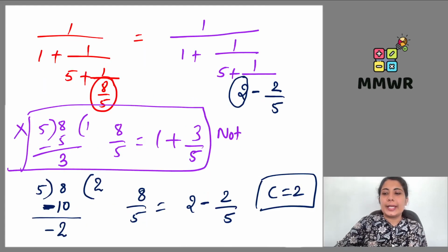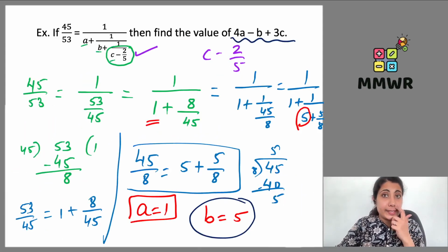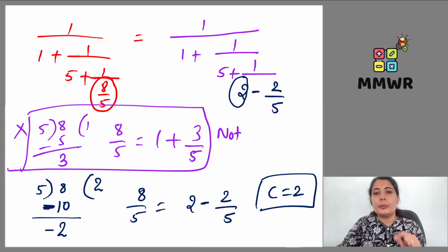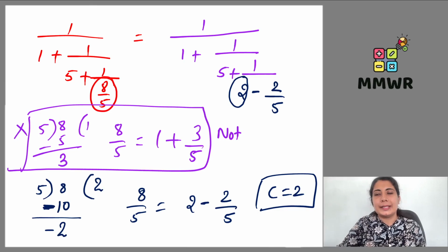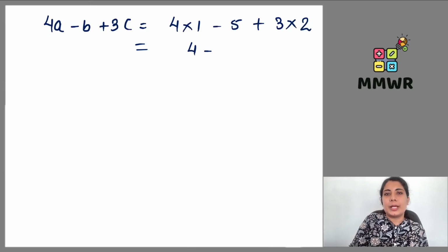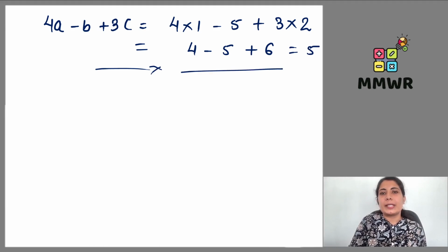Okay, so 4a minus b plus 3c, right? 4a minus b plus 3c. Value for a is 1, value for b is 5. So 4 multiplied by 1 minus b value is 5 and c value is 2. Right? Yes. So 4 ones are 4 minus 5 plus 3 twos are 6. 4 minus 5 gives me minus 1. Minus 1 plus 6 gives me positive 5. So positive 5 you are getting here.